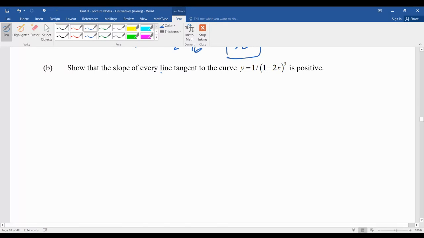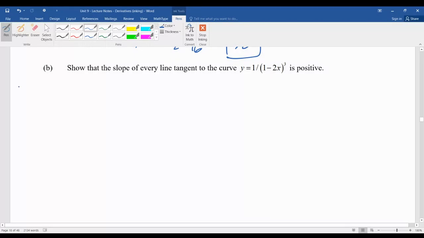Show that the slope of every line tangent to the curve y equals 1 over 1 minus 2x cubed is positive. So pretty much when the question says show that the slope is always positive, it says the slope of the tangent line, of course, which means we just take the derivative. And then once we take the derivative, we want to make sure that that derivative will always be positive. So, all right, let's start.